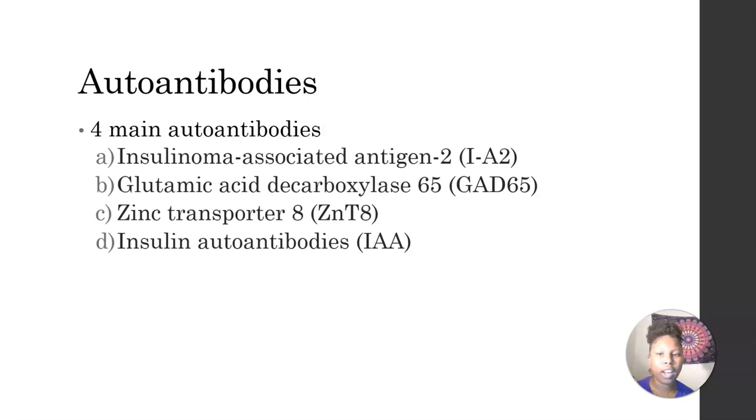So we have 4 main autoantibodies that are usually targeting the proteins of beta cells. So they go into the beta cells and they're like, no, we want to get rid of this protein. And as a result of that, these beta cells die and are destroyed, and then they can't secrete any insulin. I'm not going to sit here and bore you trying to name these out, but we have IA2, GAD65, ZnT8, and then we have IAA.